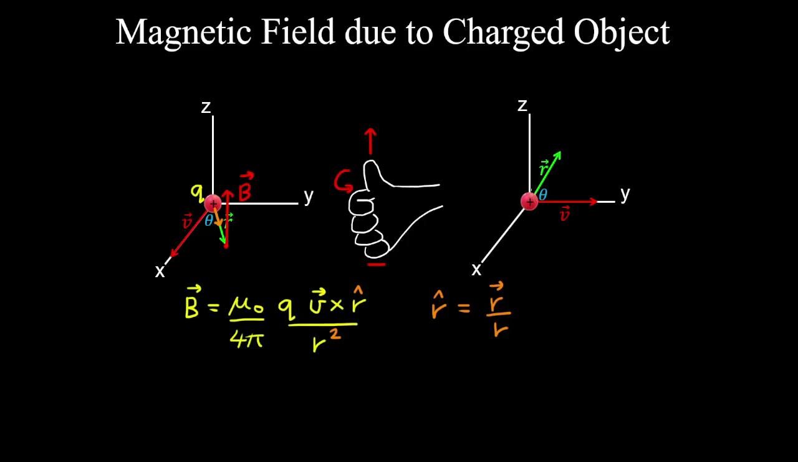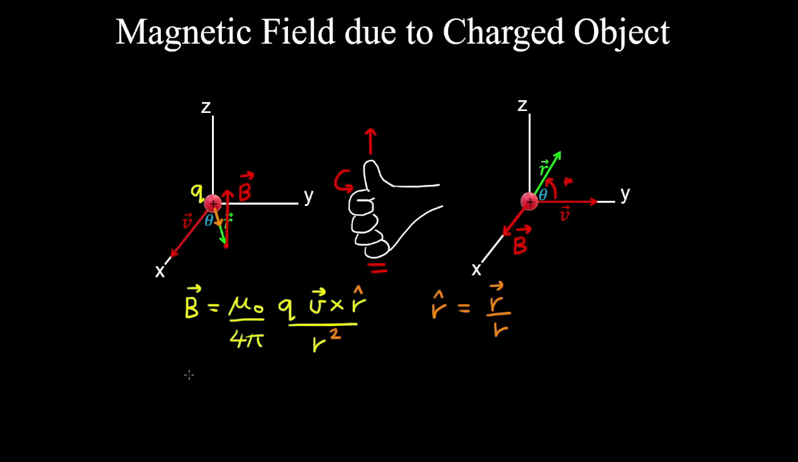And here is another example of the charge traveling in the y direction. So if we take the cross product between v and r using the right hand rule, so putting your hand in the plane of these vectors and curling your fingers from v to r, then the magnetic field in this case will point along the x-axis. So effectively the magnetic field is perpendicular to the velocity and position vector.